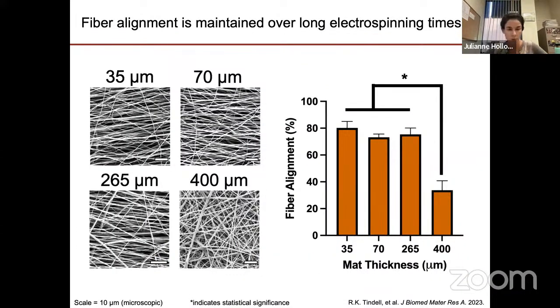Interestingly, because these are quite weak magnets, as you would expect, this is a layer by layer deposition process. So as we're depositing fibers on top of the magnet, we're getting further and further away from the magnetic field, or the magnetic field is becoming increasingly weaker. And when we start to get to a mat thickness of around 400 microns, we start to see that the fiber alignment decreases. And this is because the magnetic field has become so weak that it no longer is driving fiber alignment. Nonetheless, this was not inhibiting for our purposes. But if you wanted to create thicker scaffolds, one method would be to use higher magnetic fields, or you could also stack these scaffolds on top of each other in order to create thicker scaffolds.